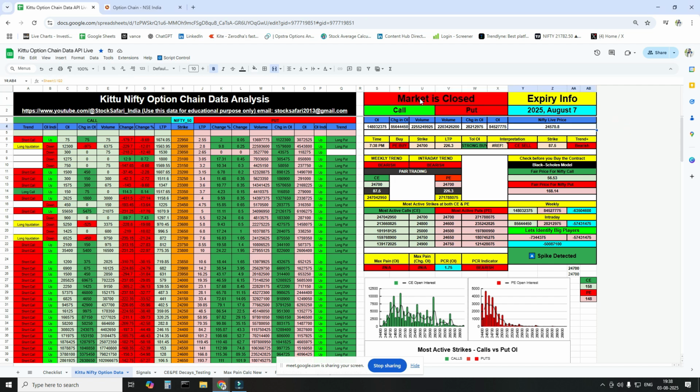So on the right side you can see here the market is closed. So this is also a fully automatic approach. Starting from 9 to 9:15 you can see an option called market pre-open, and this is the call side and this is the put.